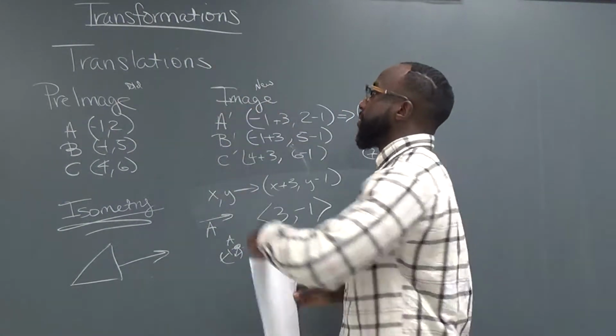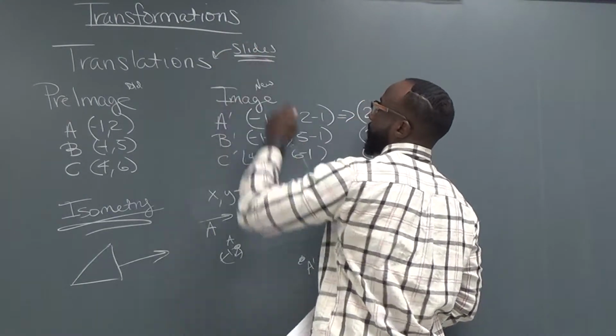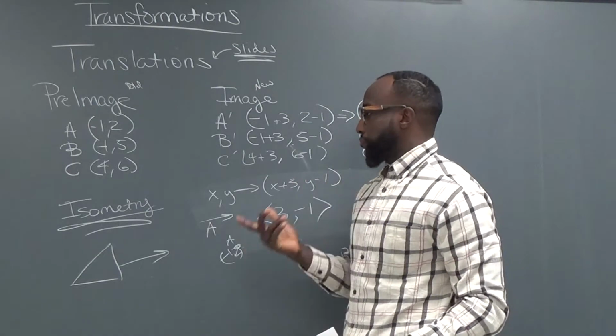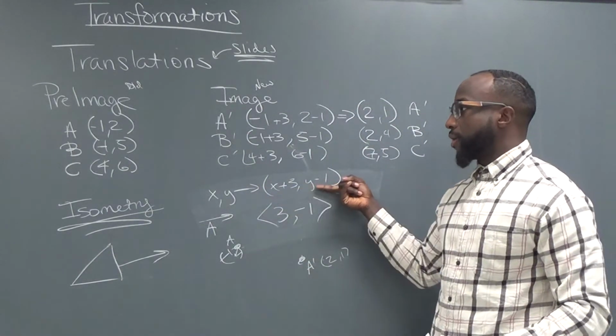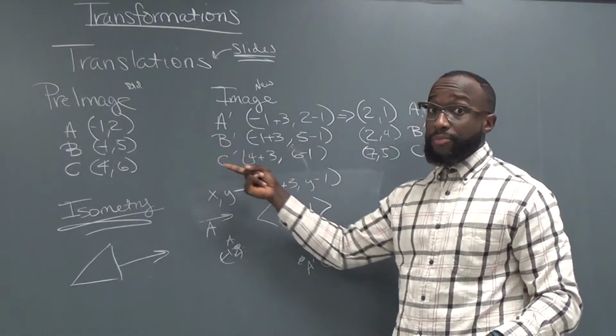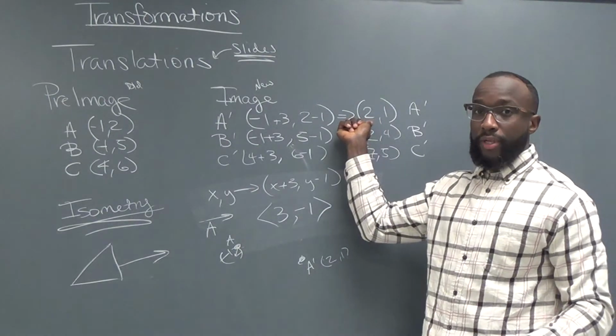Translations are slides. They're also known as slides, right? And this is pretty much it. You take the notation, substitute in your pre-image's points here, do the math, and you end up with the new image's location.